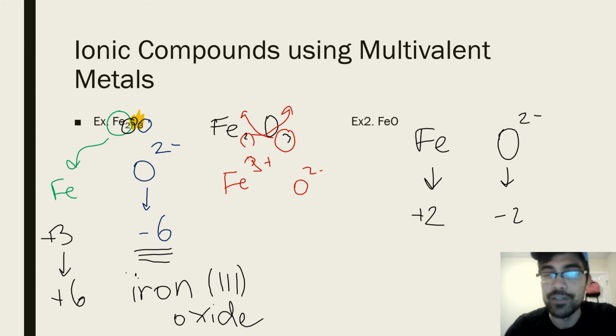If it was +3, there would be too much positive charge, and that would attract other oxygen atoms towards each iron atom, and that would throw off the balance, and would not give us a 1-to-1 ratio like that formula suggests. So this then cancels out, giving us iron 2 oxide.